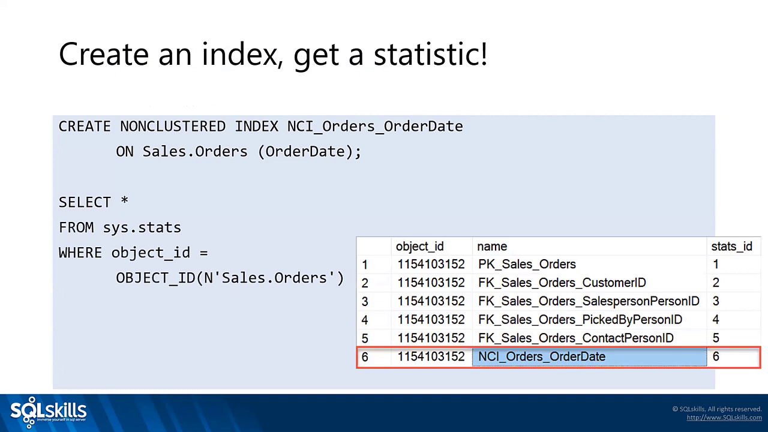And where I sometimes find people get confused is that the statistic for an index has the same name as an index, but those are two entirely different entities, right? A non-clustered index or a clustered index, that's a physical representation of the data on disk. And a statistic is a blob that tells about the distribution. And for an index, they do have the same name, but they're two different entities.